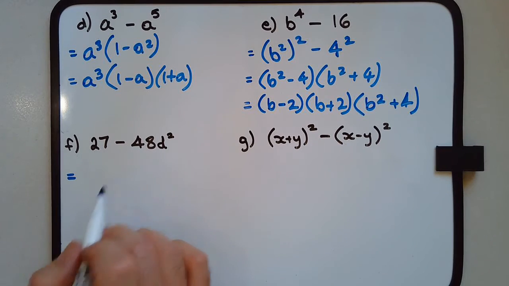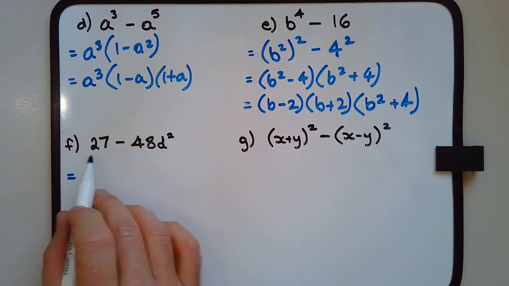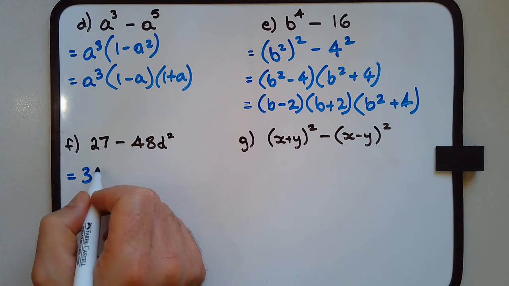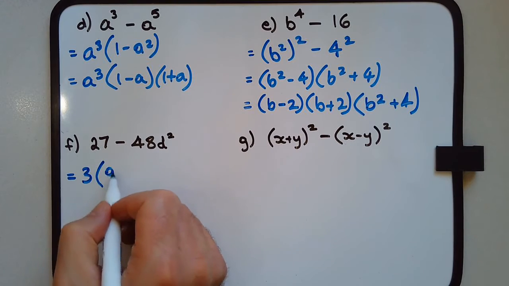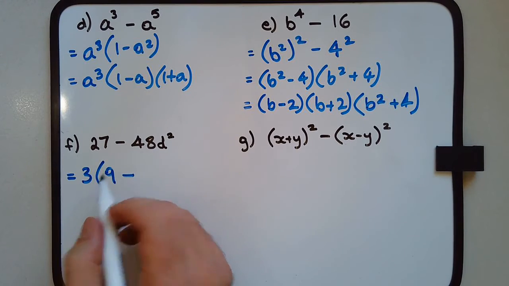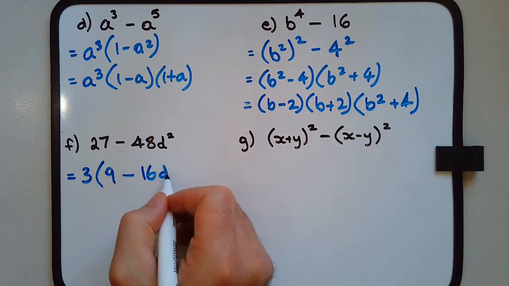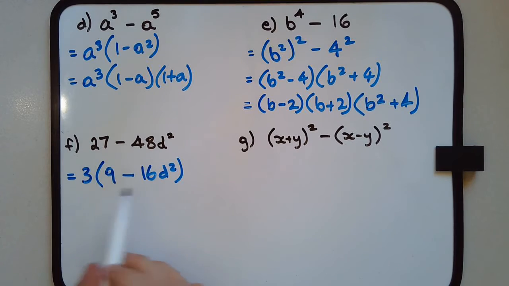So 27 and 48, if you divide both of those by 3, so in fact, let's factorize 3 out. So common factorization, 27 divided by 3 is 9, 48 divided by 3 is 16. So we end up with 9 minus 16d squared. And again, it's a bit like part D, isn't it? Where if you take out a common factor, hopefully what's left behind is something that we can factorize further.